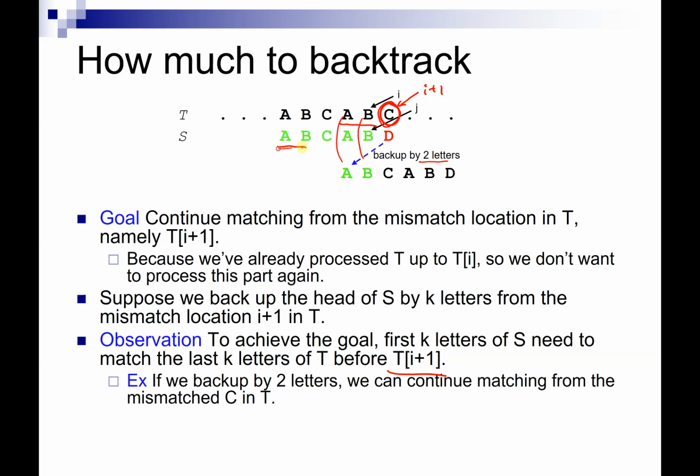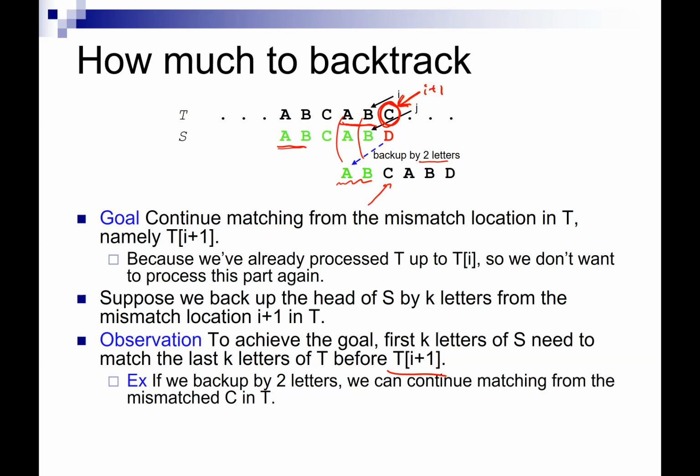Because these two parts are equal to each other, if through the pre-processing that we do on S we know that these two parts are equal, then we can simply place S over here. There's no need to match this portion of S and T anymore because we're guaranteed that they match. So we can simply continue matching from the next letter of T, which is this letter over here.